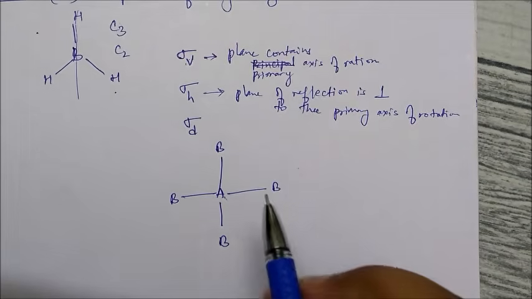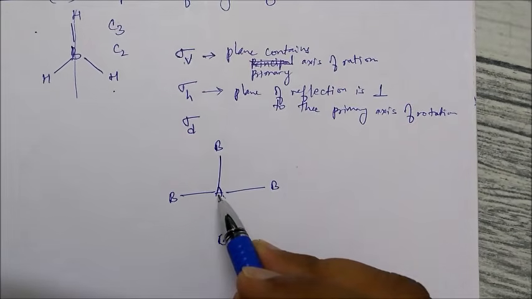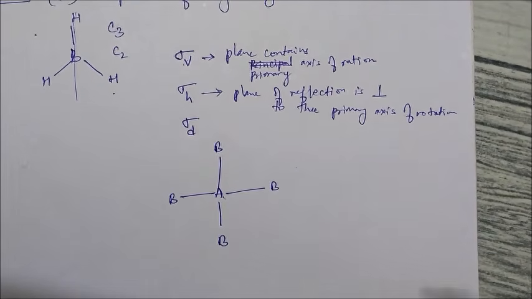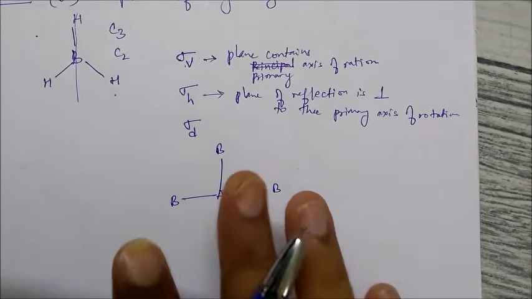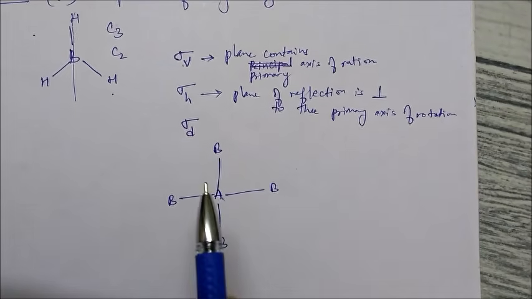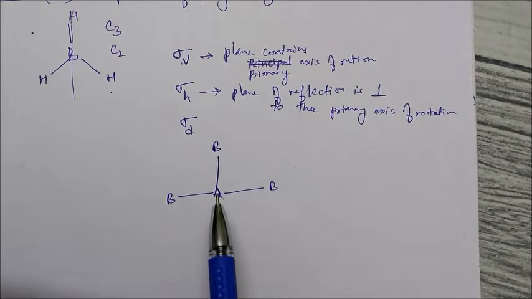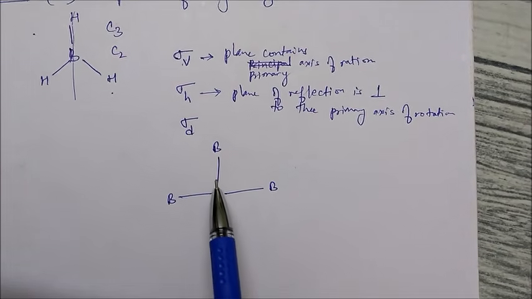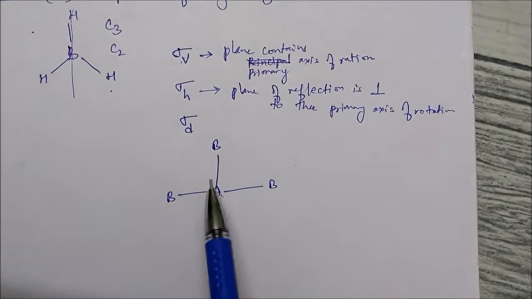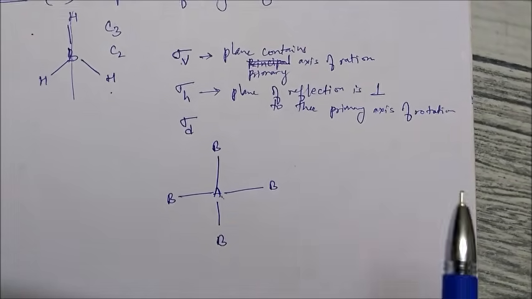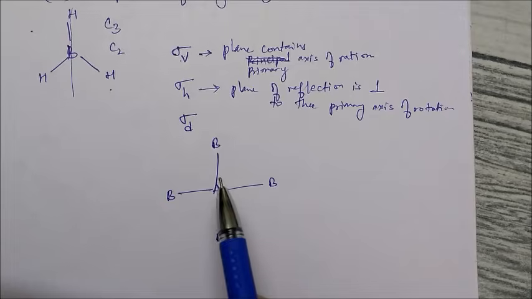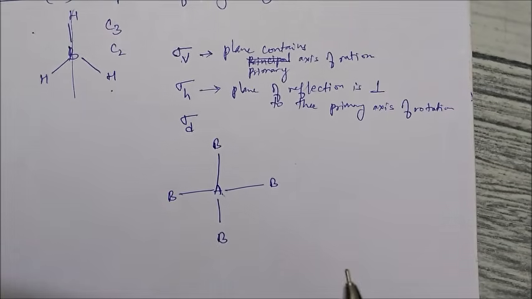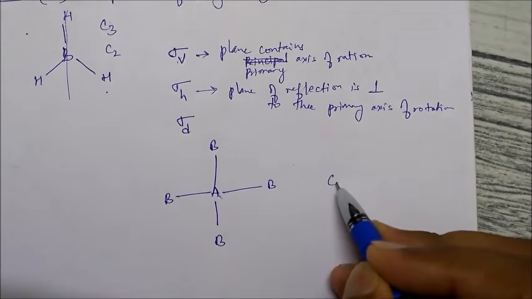The first thing it has is a fourfold axis, C4. How? An axis passing perpendicular to this page. If we pass an axis through this molecule and rotate it by 90 degrees, the molecule will be indistinguishable. That means we have a fourfold axis. So the principal axis is C4.